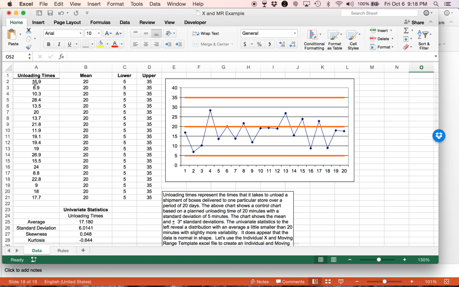And so we just have single measurements. We don't have a sample of unloading times. We just said that on this delivery it took us that time, that delivery took us that time. So we can't really look at the mean, although we might say that the mean is 20.